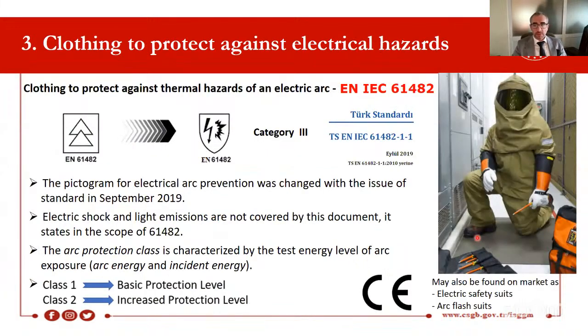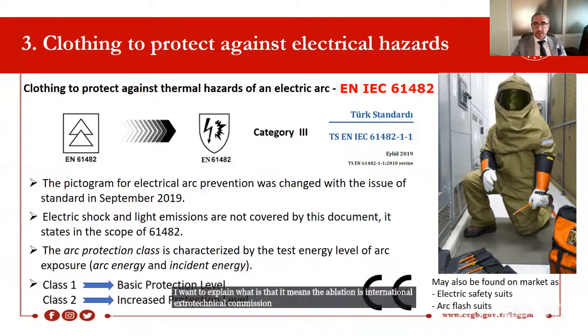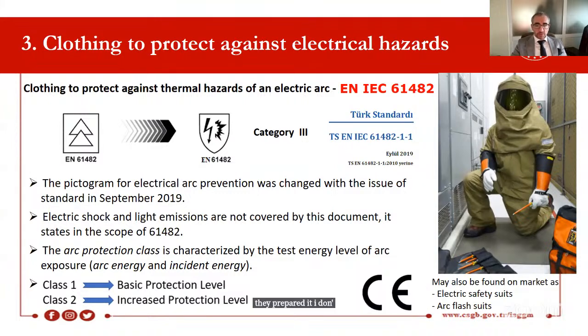Our third title is clothing to protect against electrical hazards. The corresponding standard is EN 61482. Sometimes you will see this IEC abbreviation, like a prefix of a standard number. I want to explain what that is. It means the abbreviation is International Electrotechnical Commission. I think this indicates the Commission made a good contribution to the preparation of the standard, or totally they prepared it, I don't know. You see two pictograms in the middle.